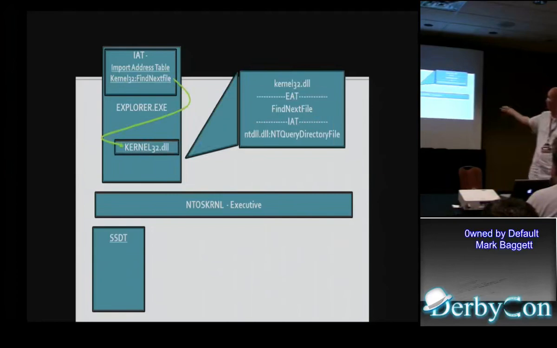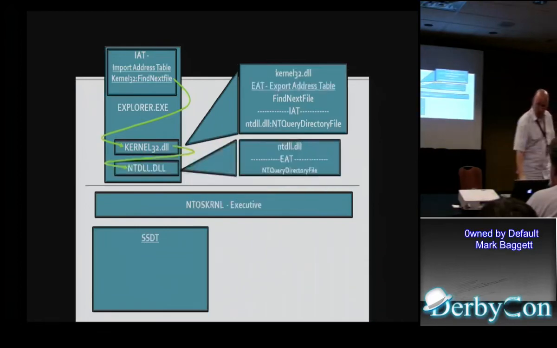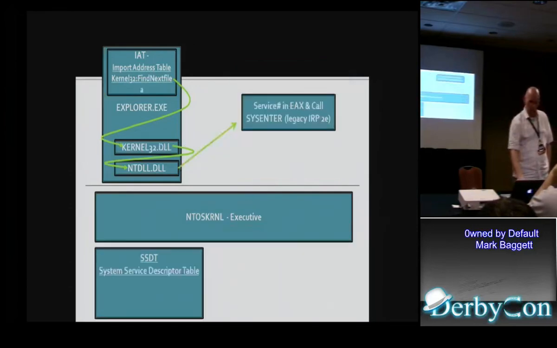Now, kernel32 may not actually contain that function either. In reality, kernel32 doesn't interact directly with the kernel at all. It always imports things from another DLL, right? ntdll.dll. So it's going to have an import address table as well. It's going to call LoadLibraryA, and it's going to have a second pointer that's going to go to ntdll.dll. Now, when things need to get down from user mode to kernel mode, they're going to put things into the EAX register, and they're going to call sysenter.